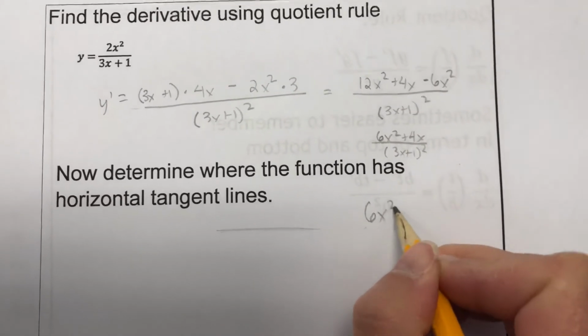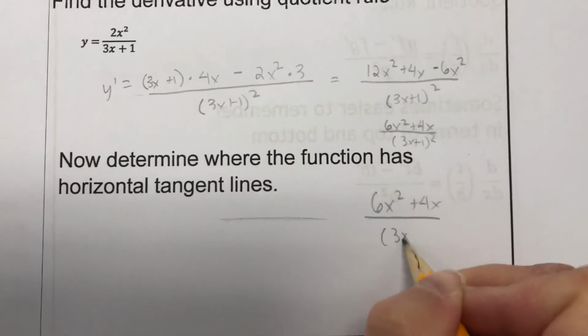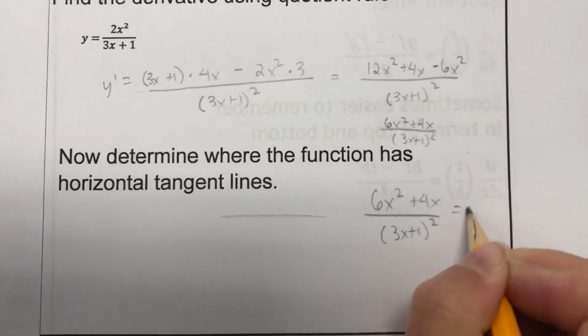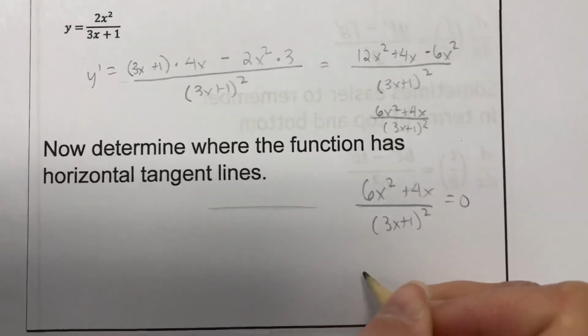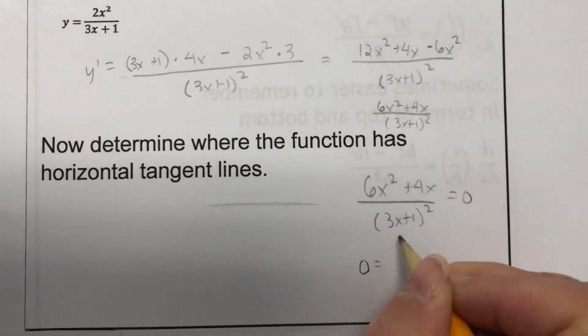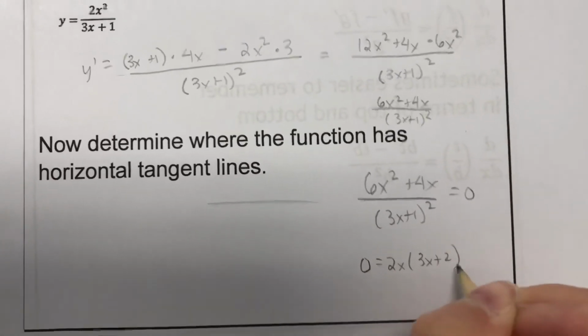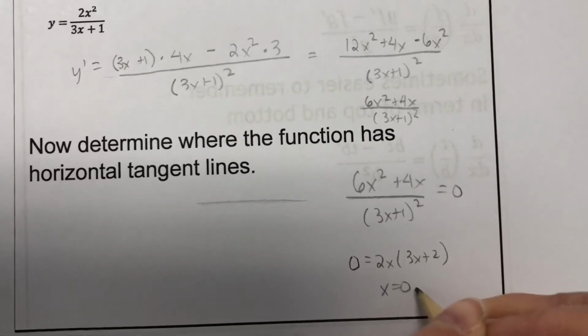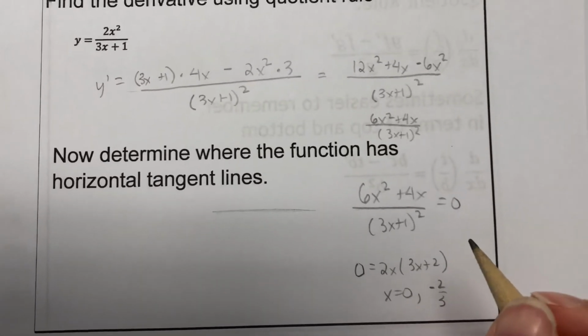In general, a fraction will equal 0 when the numerator equals 0. So you really just have to set the numerator equal to 0. You see how we can factor out a 2x here? So that ends up being x equals 0 and then negative 2/3. So that's the basic idea.